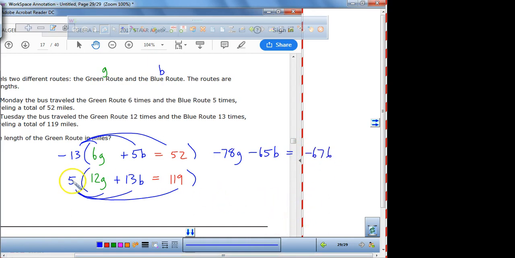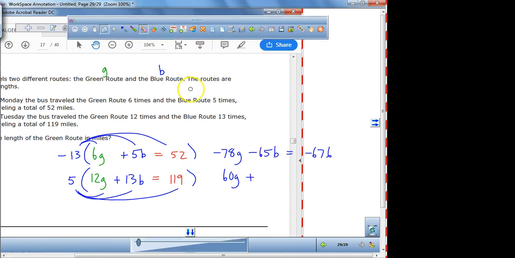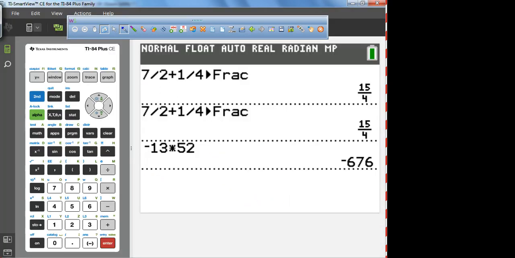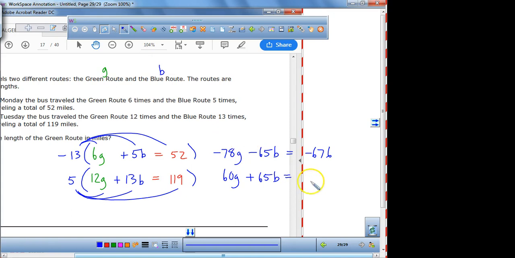Okay? Now, we're going to distribute this 5 to everything. What's 5 times 12? That gets us 60. 5 times 13 gets us to positive 65. Okay, and then 5 times 119 equals 595.